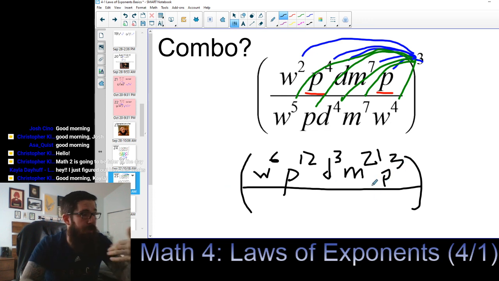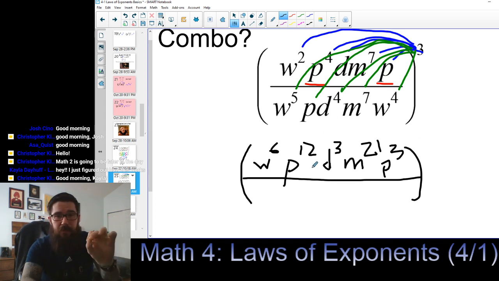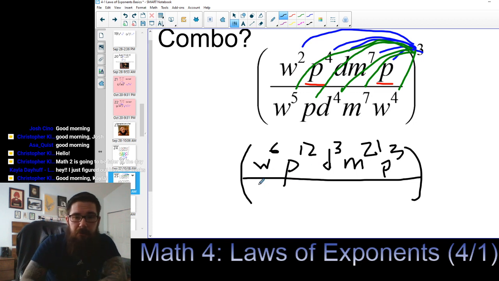Whole bunch of stuff. We're still only about halfway. We're going to keep working our way through. I'm going to go a little faster on the bottom, see if you can repeat the process that I did for the numerator. For the bottom, make sure it makes sense.